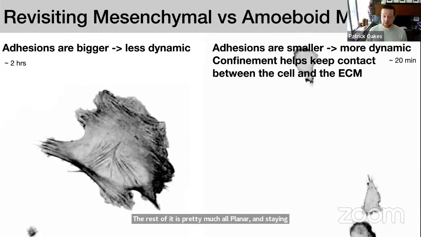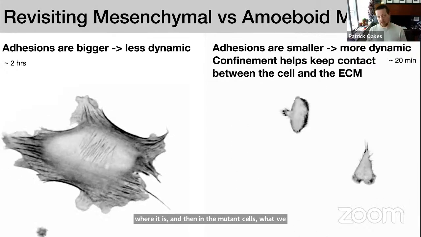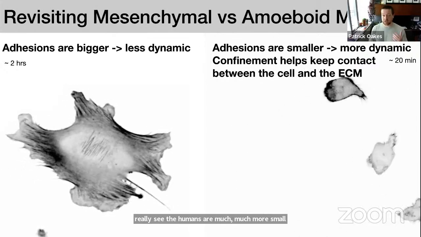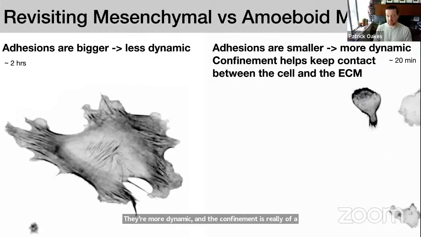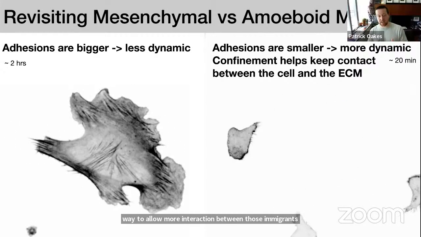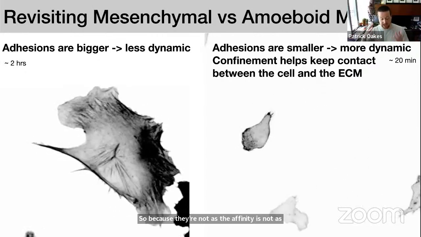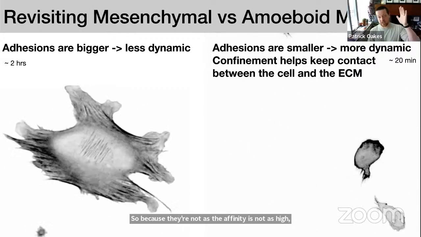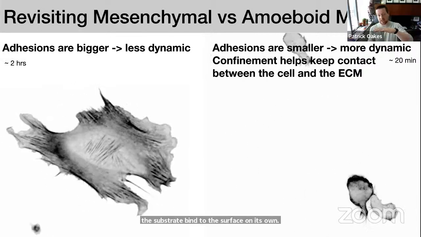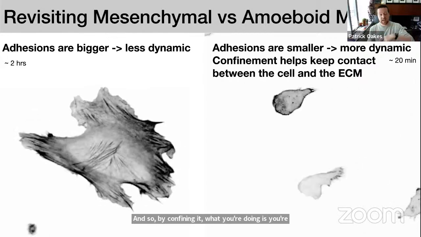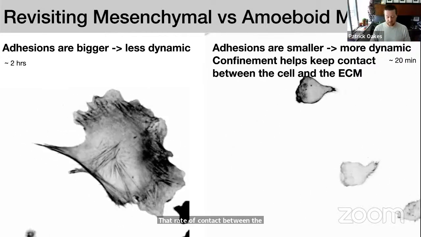And then in the immune cells, what we really see is the adhesions are much, much smaller. They're more dynamic. And the confinement is really a way to allow more interaction between those integrins and the substrates. Because the affinity is not as high, it's not going to be sufficient to allow the cell to bind to the surface on its own. So by confining it, you're basically increasing the rate of contact between the integrins and the surrounding area. And that allows them to build these structures and to migrate successfully.